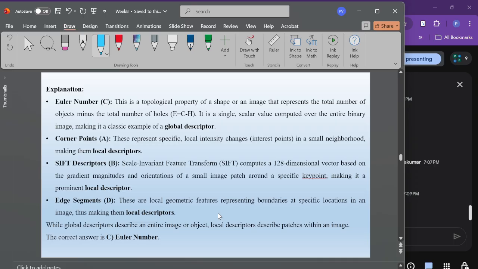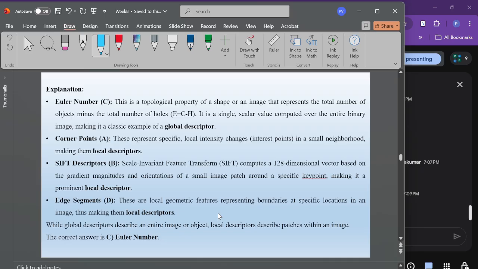The corner points, option A, represent specific local intensity changes, that is the interest points, in a small neighborhood, making them local descriptors. And SIFT descriptors, scale invariant feature transform, compute a 128 dimensional vector that is based on the gradient magnitude and orientation of a small image patch around the specific key points, which makes it also a local descriptor. And edge segments are also local geometric features that represent the boundaries at a specific location in an image, and that makes them also a local descriptor.